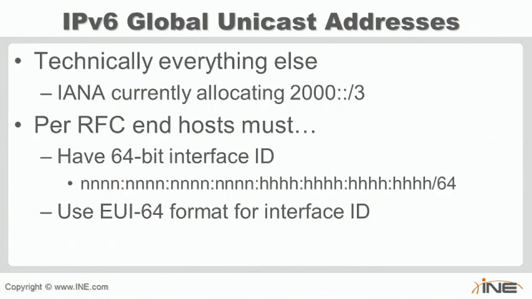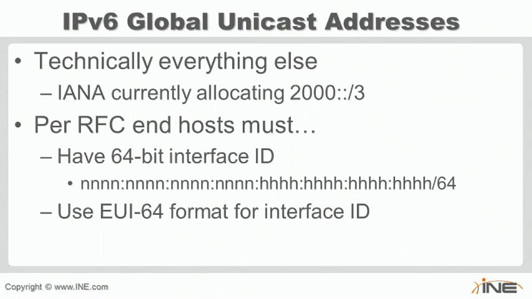Now, the global unicast ones, these are the actual public routable addresses on the internet. Technically, again, it's everything that is outside of the unspecified, the loopback, the multicast, and the link local. But allocation-wise, if you look on the IANA website, it's actually a much, much smaller range that they're currently allocating to the different routing authorities.